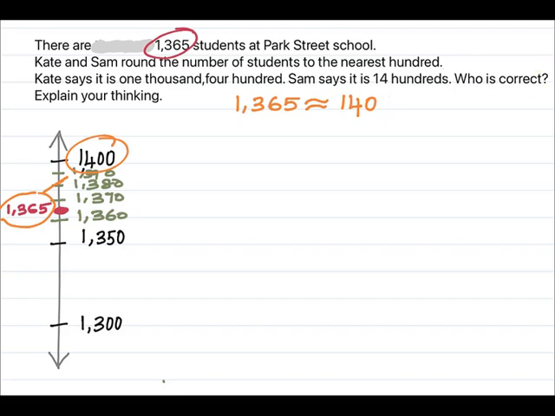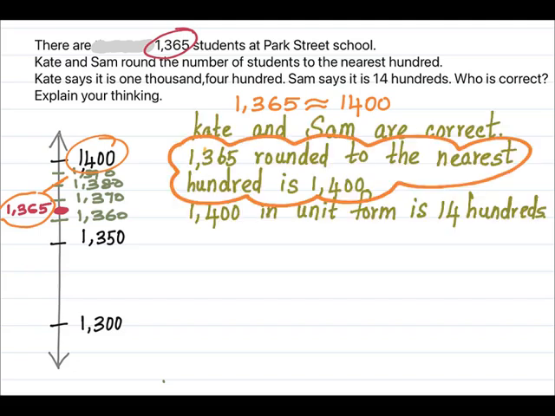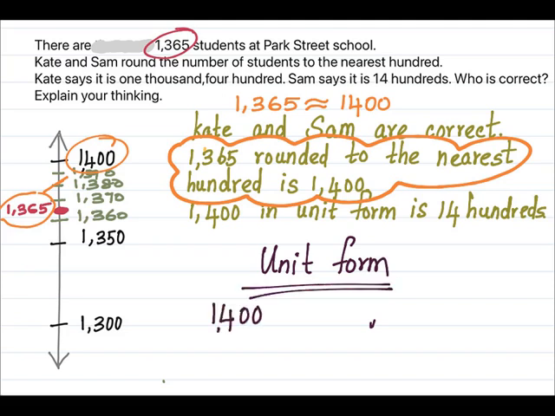In this case, both Kate and Sam are correct. 1365 rounded to the nearest hundred is 1400, and 1400 in unit form is 14 hundreds. So in unit form, the number 1400 can be written as 14 hundreds.